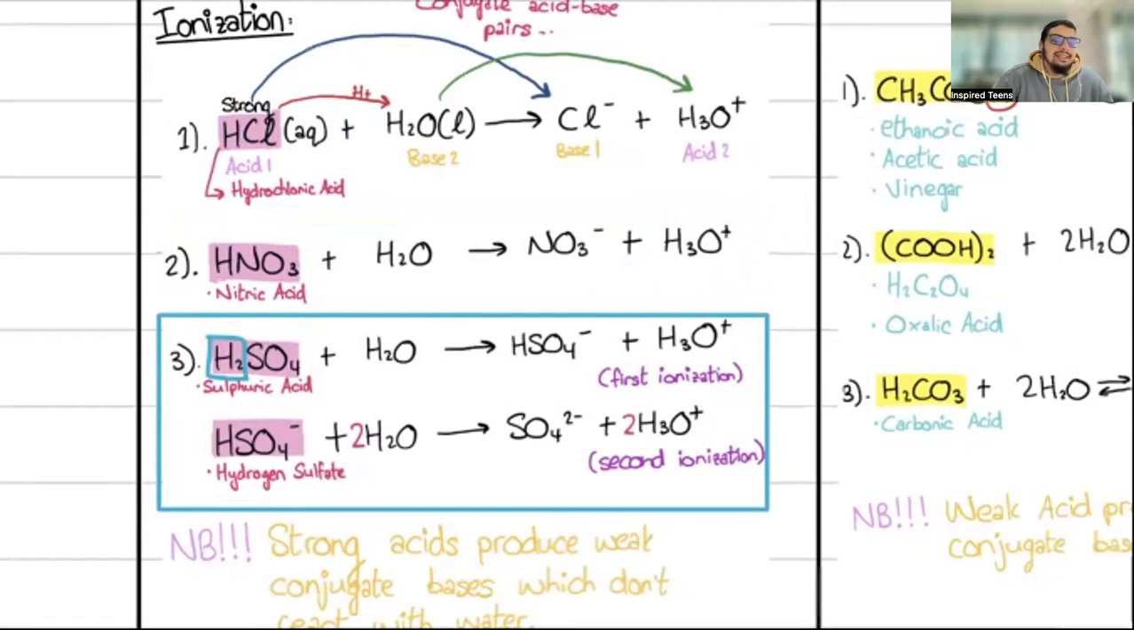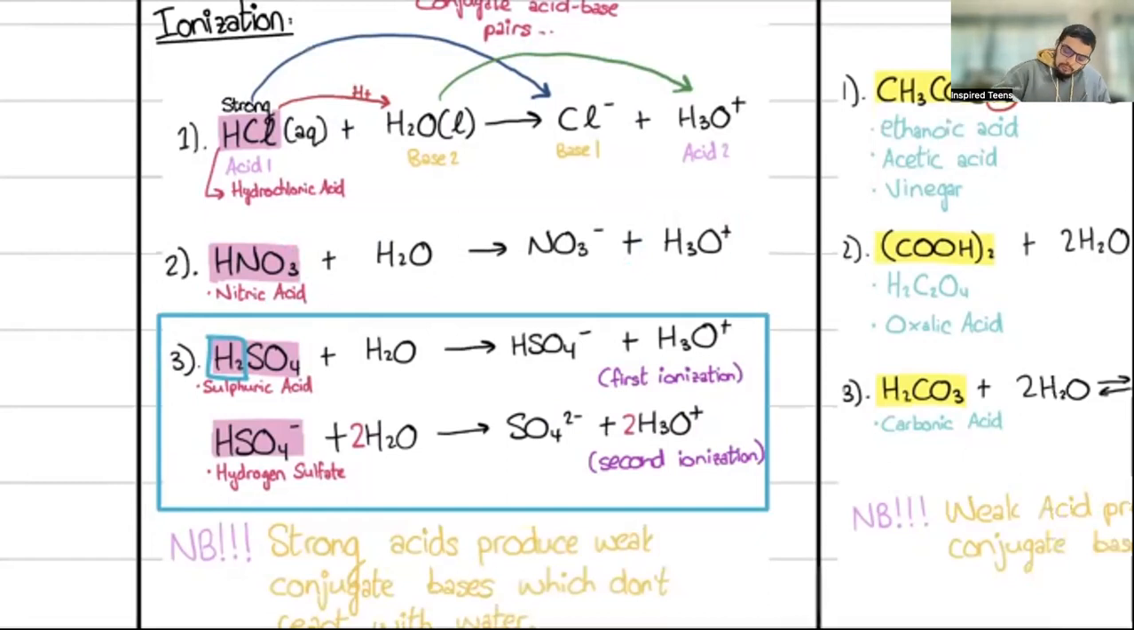And this is known as a diprotic acid. We'll go through it again when we discuss pH calculations. But this is a diprotic acid. Why? Simply because it has two protons. It has two hydrogen atoms, H2SO4. It's also known as sulfuric acid.